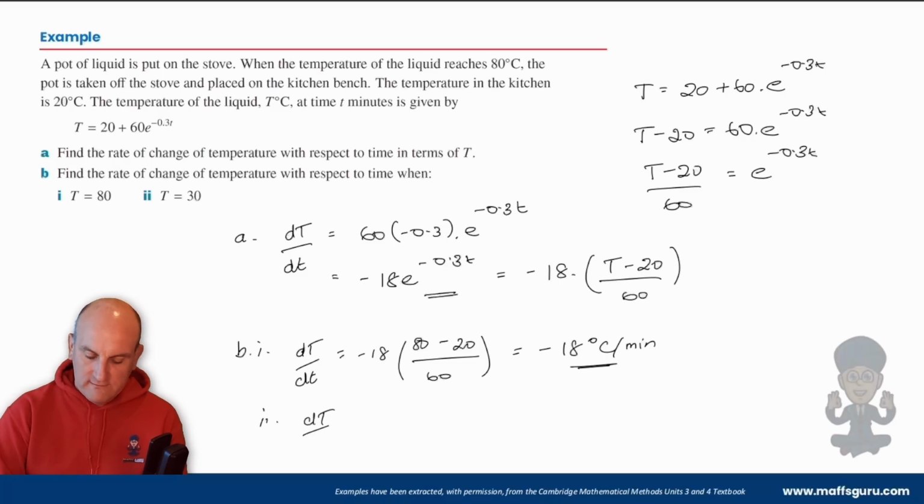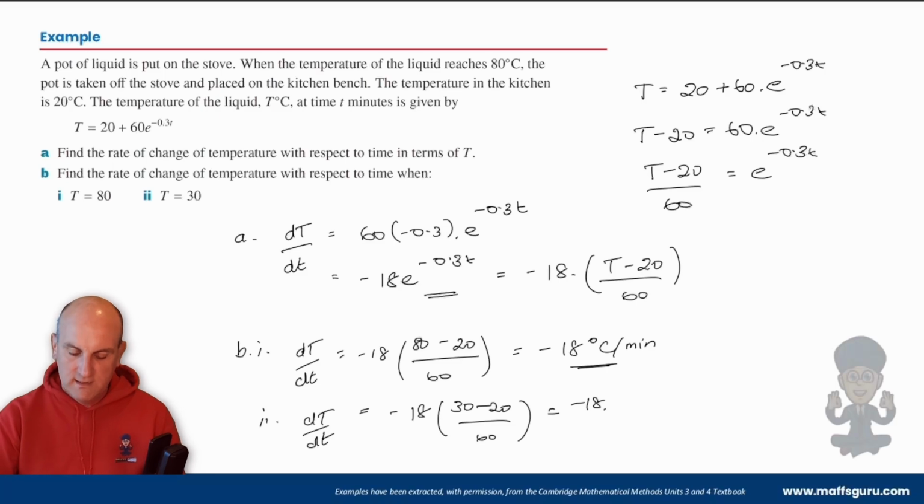Well, dT by dt in this situation is going to be what? T equals 30, minus 18 times 30 minus 20 over 60, which is going to be minus 18 times 30 minus 20 is 10, times by 1/6, which is going to be minus 3 degrees C per minute.